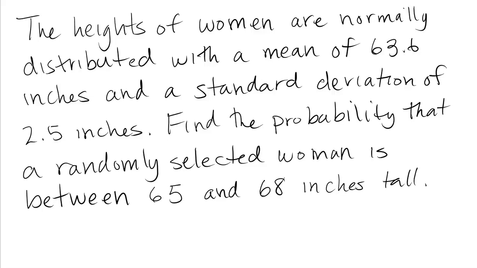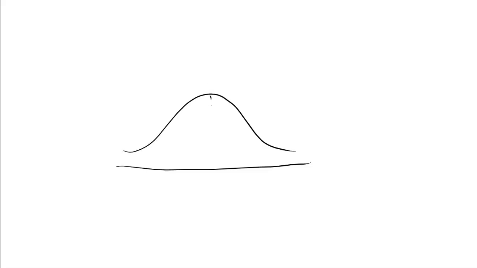Okay, there's that key phrase again. We're specifically told that this data is normally distributed. So I know that the data is going to fall into a bell-shaped pattern. I know the mean and I know the standard deviation, so I can mark that when I draw my curve. The mean is 63.6. The standard deviation is 2.5.